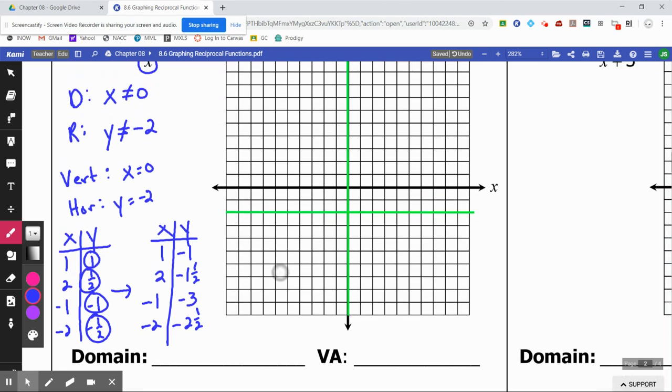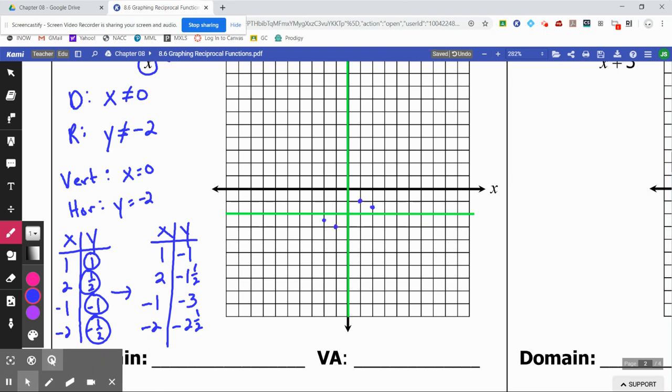And plot those points. And that's going to give you plenty of points because we know that my graph follows those asymptote lines. So it's going to look something like that. And then the same thing is going to happen over here. Your graph's going to follow these two asymptote lines, and your new graph will look something like that.